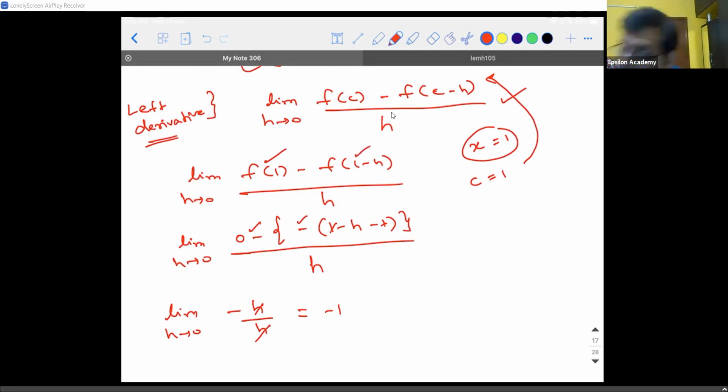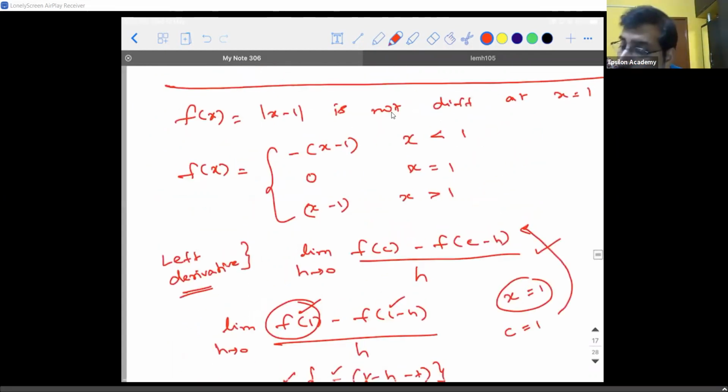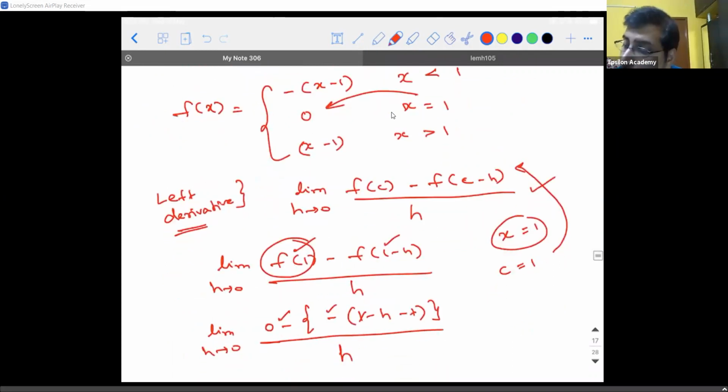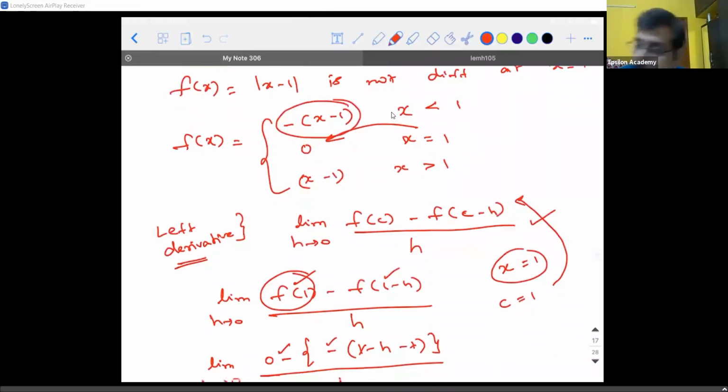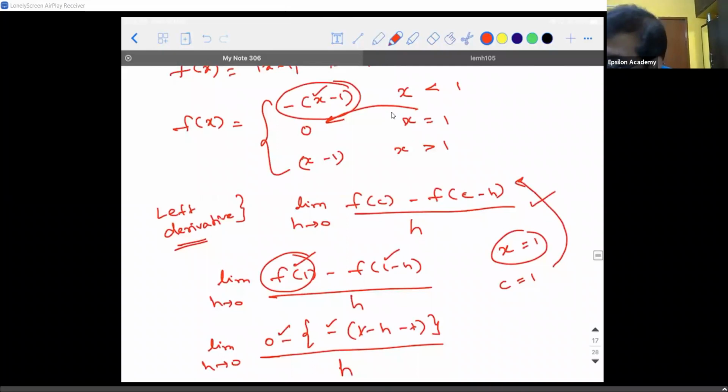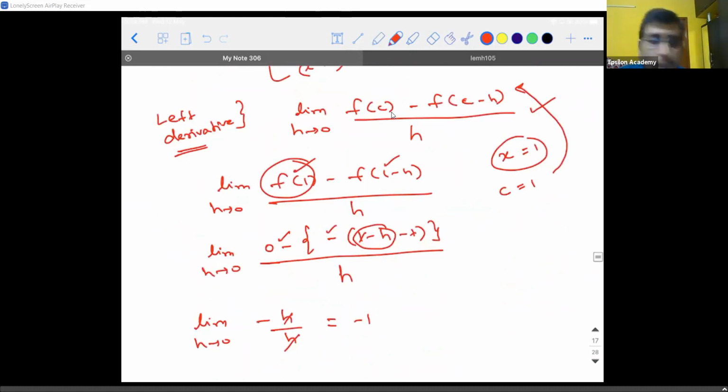So limit h tends to 0. f of 1 is, look at this, f of 1 is 0. f of 1 minus h, I have to take this function. So wherever I have x, I will substitute 1 minus h. Then I solved it, I got minus 1.